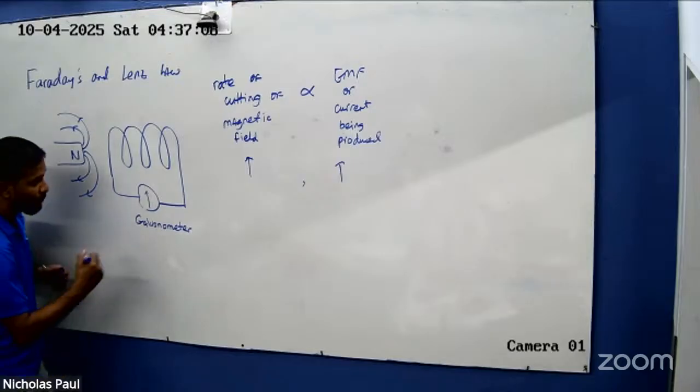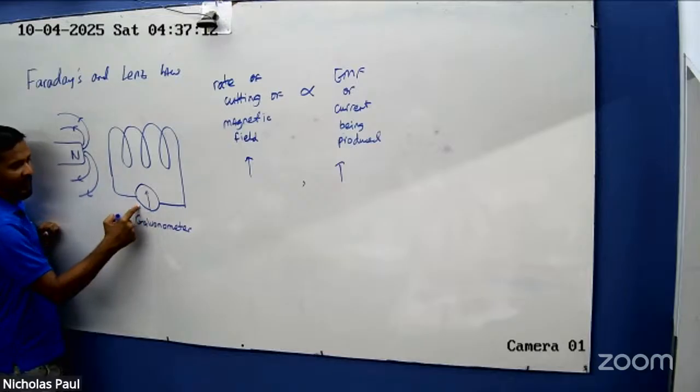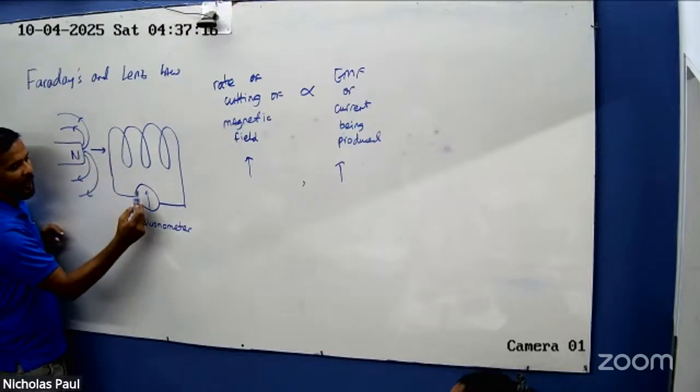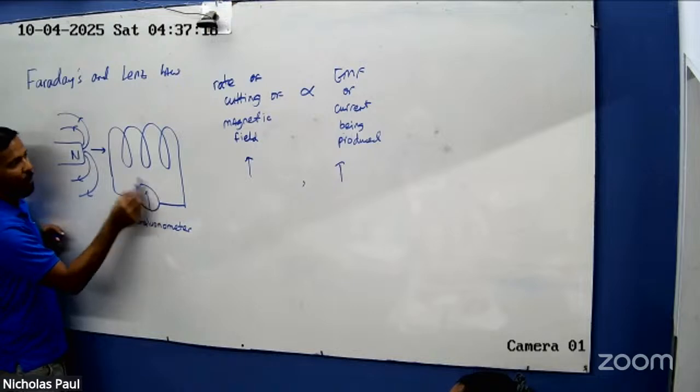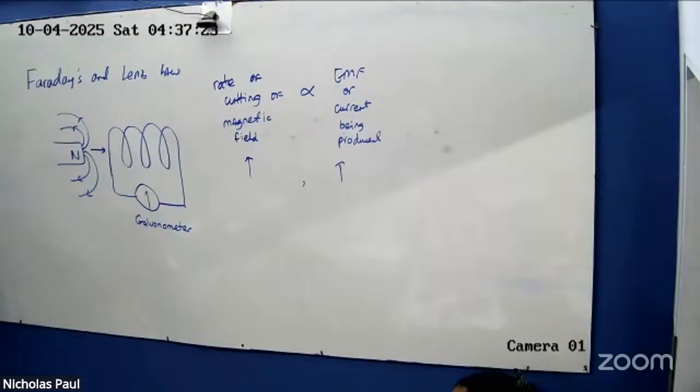Okay? So for example, when the magnet moves in, the galvanometer will tell you, okay, current positive. When it's moving out, it will show you something else.